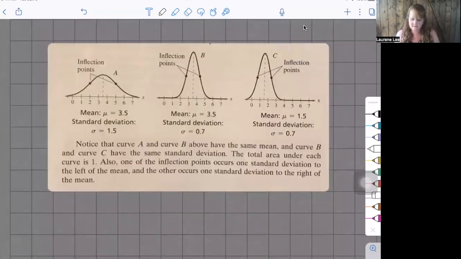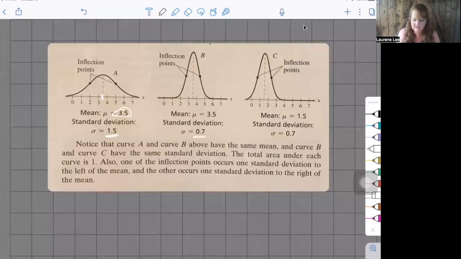If you notice the number line below them, this first one has a mean of about 3.5. That's the middle. And look at how wide it is. It's wider because the standard deviation is about 1.5, so that point of inflection is 1.5 away from the mean. As opposed to the second one, which has a standard deviation of 0.7.